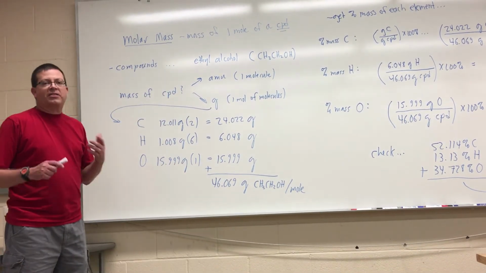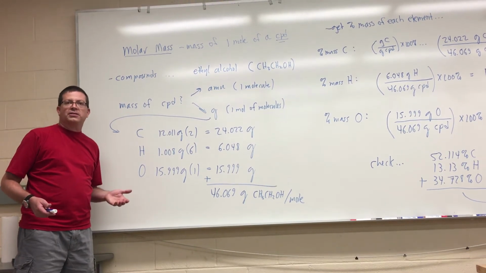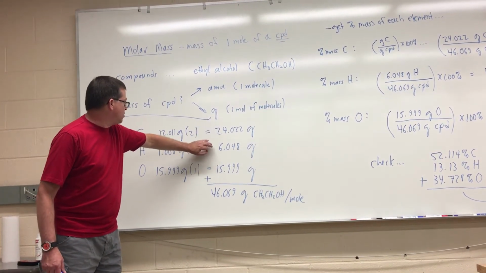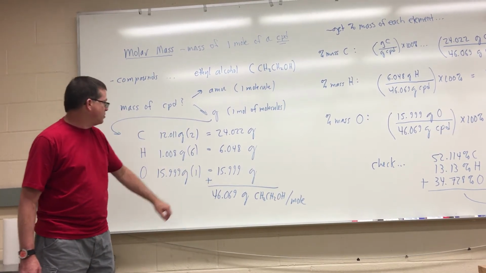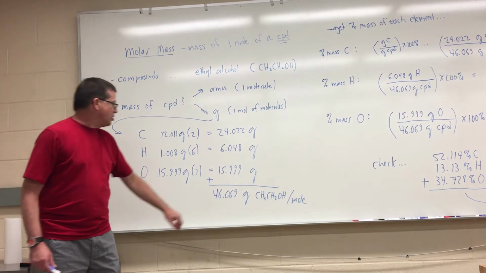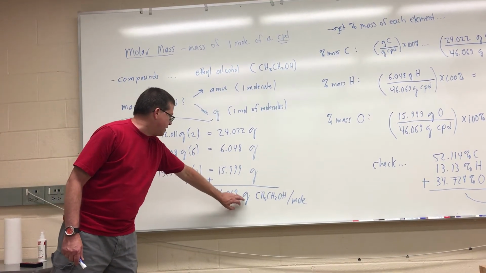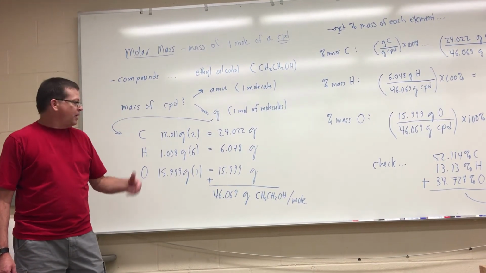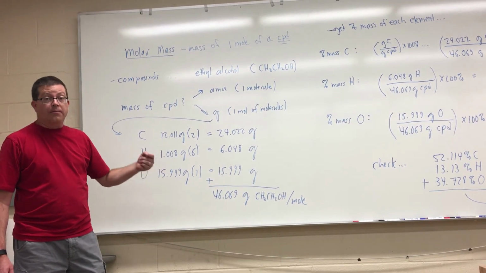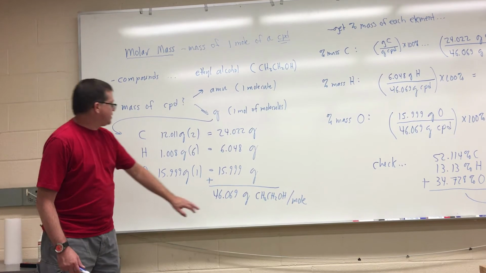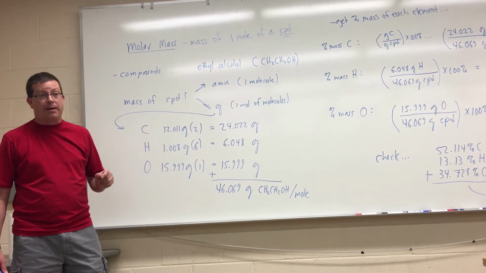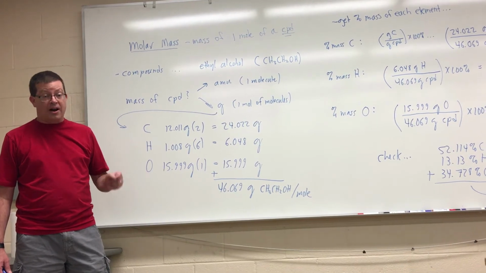Now to get the total mass of all the elements in the compound, all we have to do is sum the total mass of the carbon, the total mass of the hydrogen, and the total mass of the oxygen in the compound. When we do that, we get a total of 46.069 grams of CH3CH2OH per 1 mole of the compound. So we refer to this as the molar mass of the compound. It is the mass in grams of 1 mole of the compound.